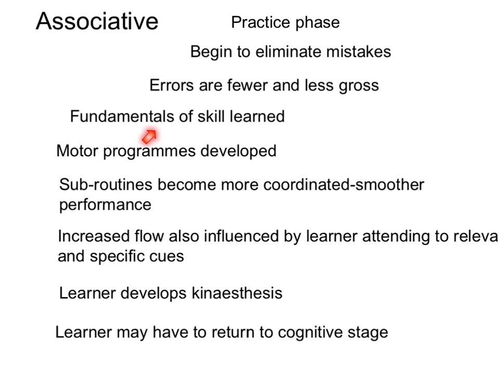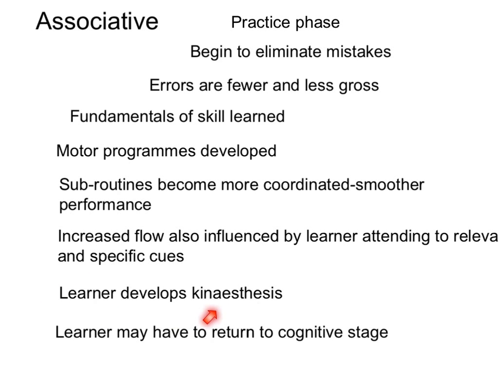And this is because they have actually learnt the fundamentals of the skill. They've learnt the basic motor programs involved within the skill, and have started to make the subroutines a lot more coordinated, making the whole performance a lot smoother. So they're starting to link the subroutines a lot better, and the performance is a lot smoother rather than the jerky performance that we'd see at the cognitive stage. This increase in flow of the movement is also because the learner is now attending to relevant and specific cues, so their selective attention is correct. They're understanding what to focus on during the performance.